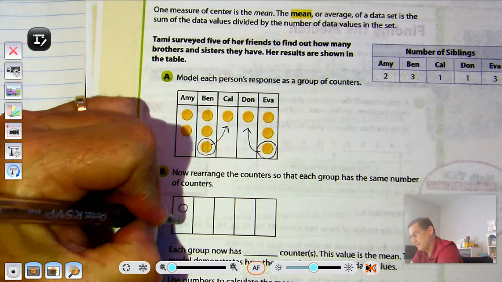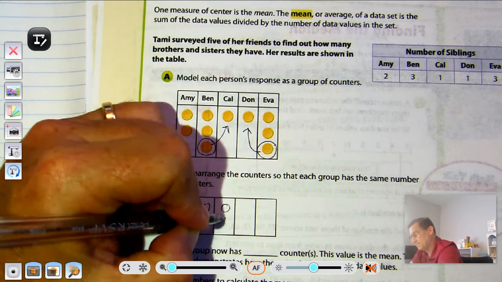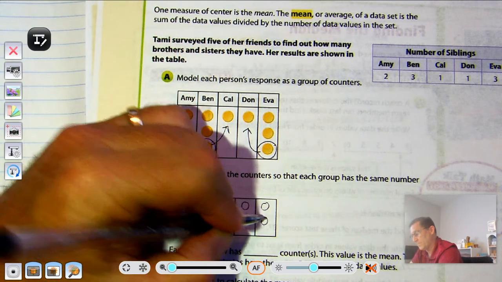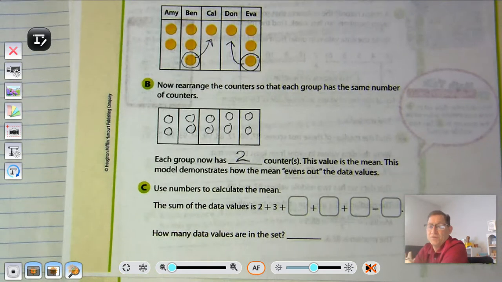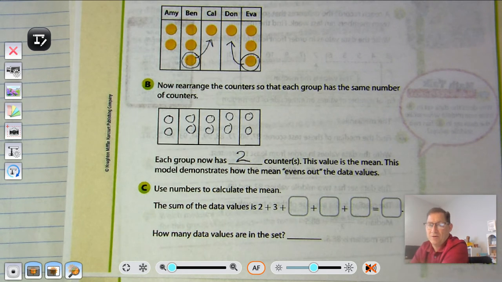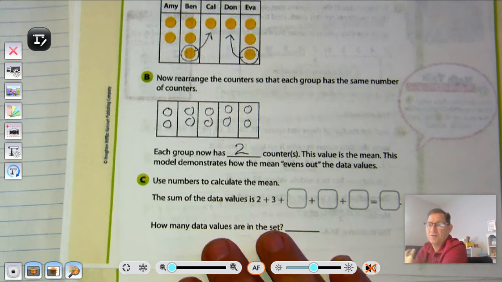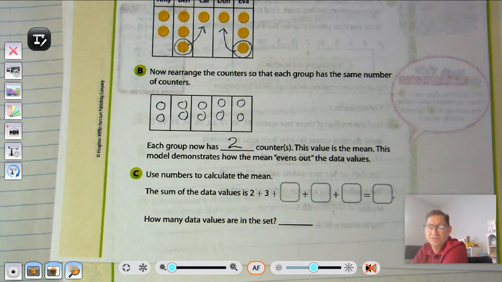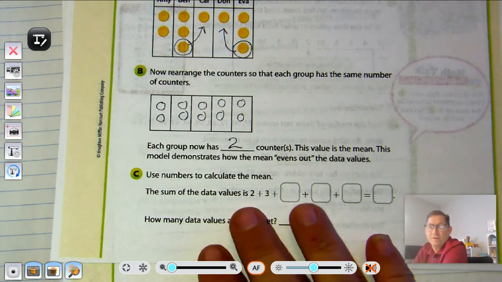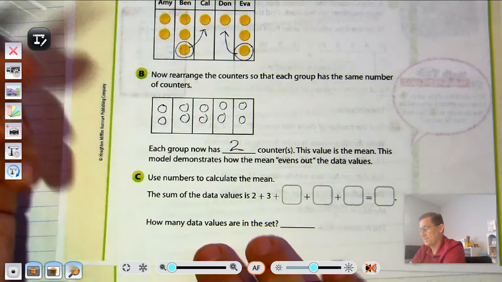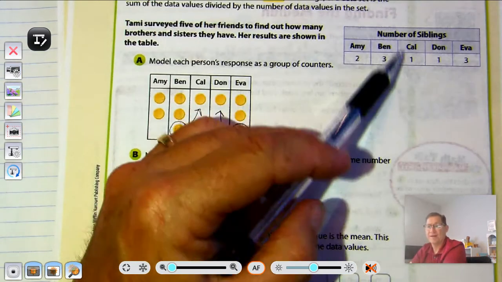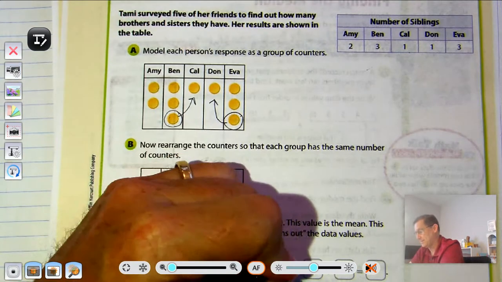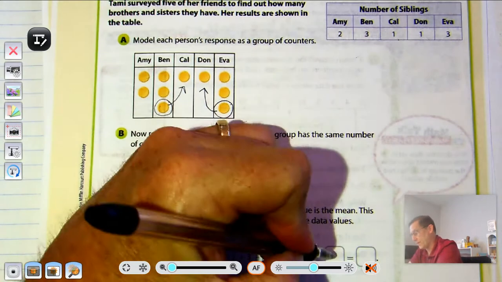So by rearranging them, we see that each group now has 2 counters. And this value is the mean. So that's the concept of evening out the data values. But we can use mathematical operations to do this as well. So in this case, what are the different numbers in the data set? Well, we know that there's 2 and 3, and then we have 2 ones, and our last one we had 3.